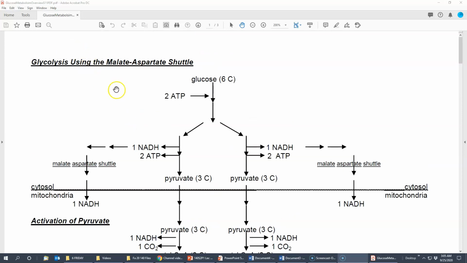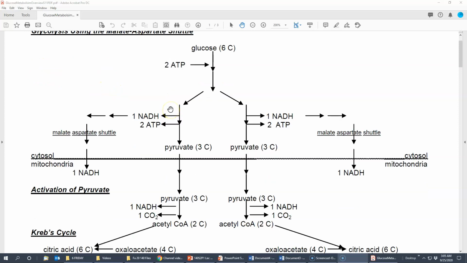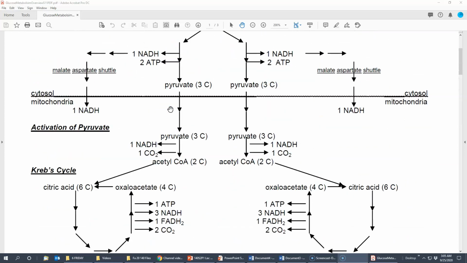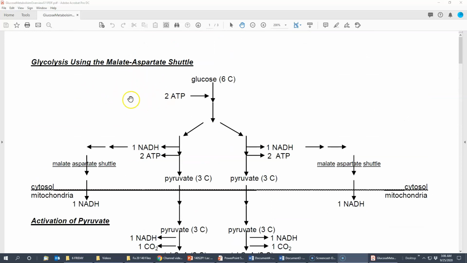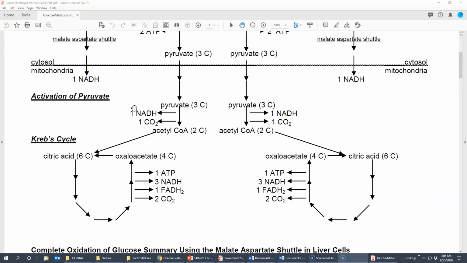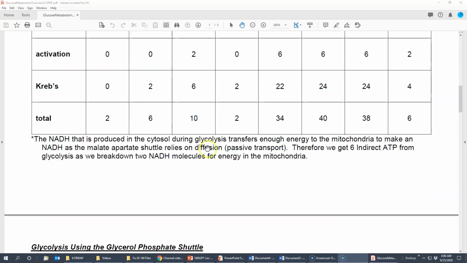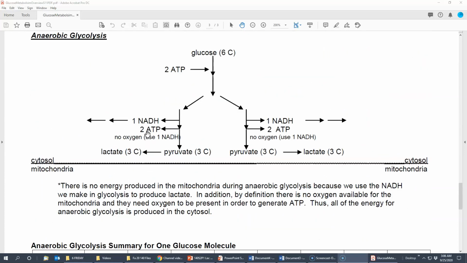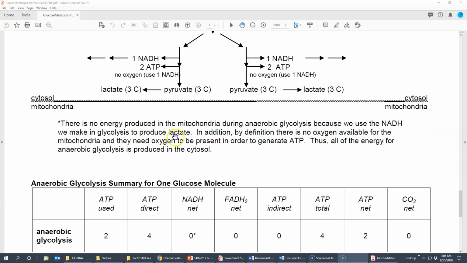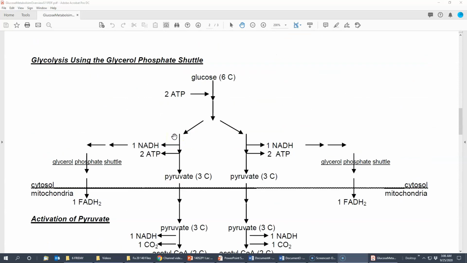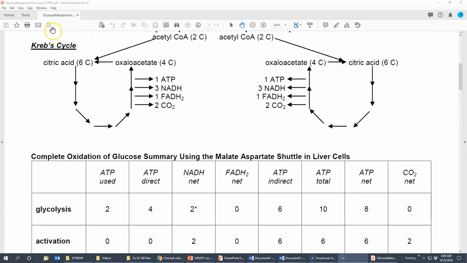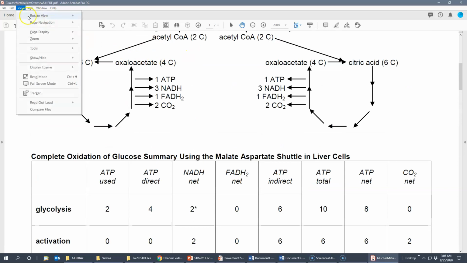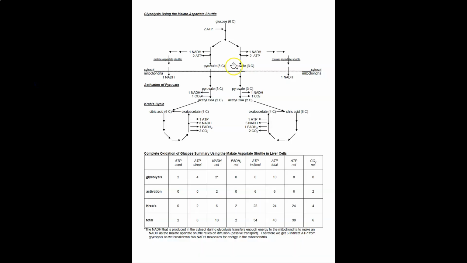So this has got 3 pages, and this goes through the whole process. We'll walk through one of them. So this is glycolysis with the malate aspartate shuttle, and then the activation in Krebs, and then the summary with an explanation. And then this would be the glycerol phosphate shuttle. And then this one would be looking at anaerobic glycolysis. And so maybe it wouldn't hurt to spend a minute or two just looking at this in general. So what I'm going to do is look at the full screen mode, and we can see the whole thing then.